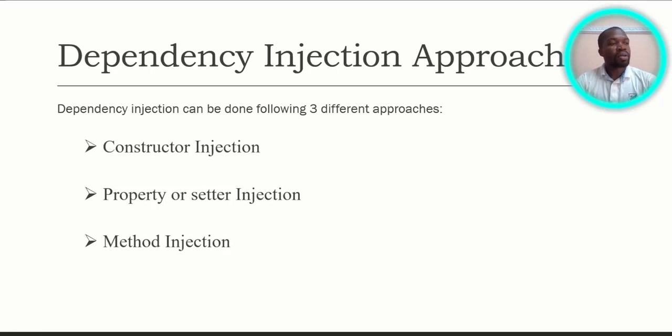And in the last approach, which is the method injection, the consumer and the injector implement an interface, and via this interface, they will inject the dependency while implementing a method of this interface. So these are the three different approaches of implementing dependency injection. And here we are going to focus on the implementation following the constructor injection way.